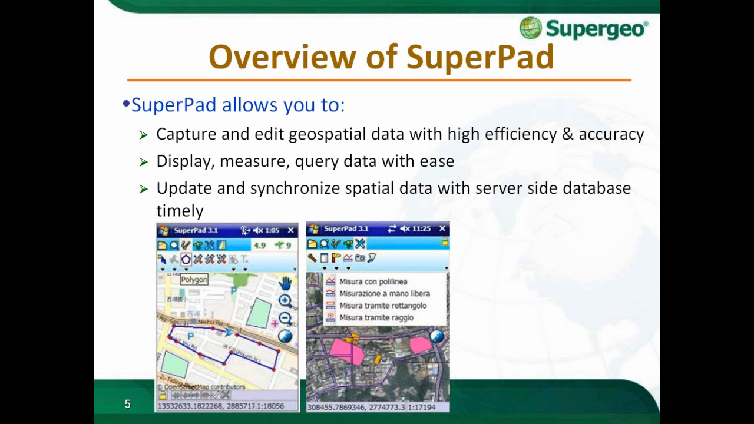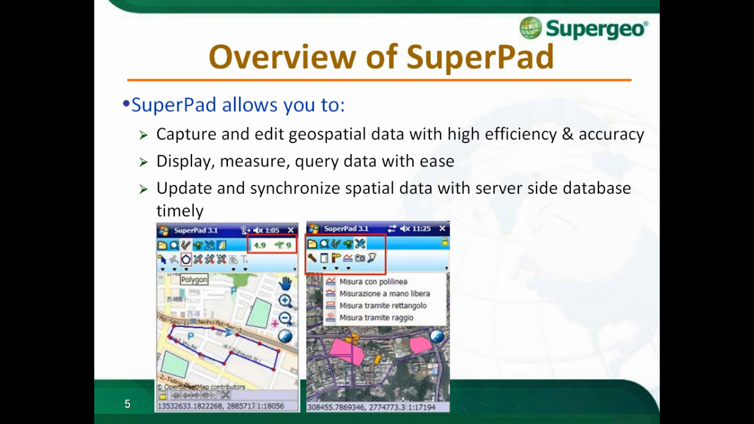Superpan allows the users to capture and edit the geospatial data in an efficient and accurate way. Later on, George will tell us how. And you may display and do on-the-screen measurement and query with the data very easily. Also, you may update and synchronize the spatial data collected in the field and update it in the server. When you have a 3G or Wi-Fi connection on your devices, you may synchronize the data back to the server side in real time to achieve very efficient data updates.